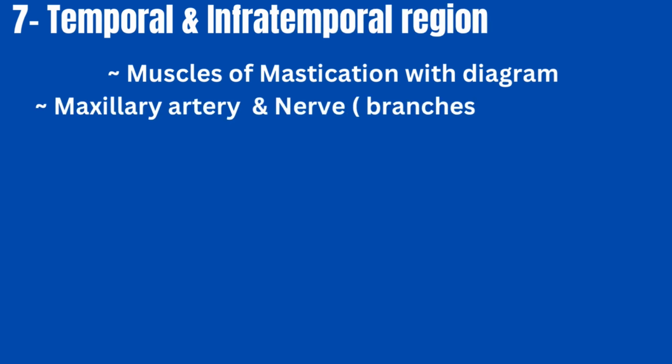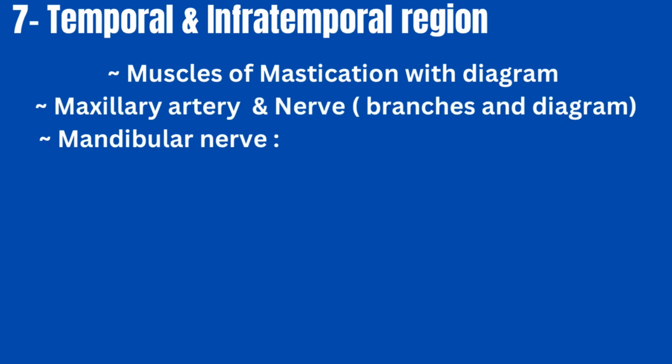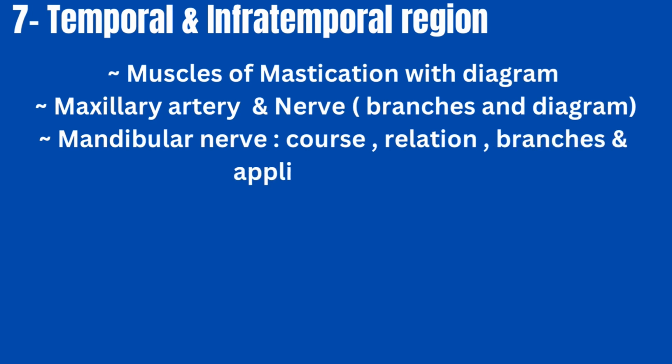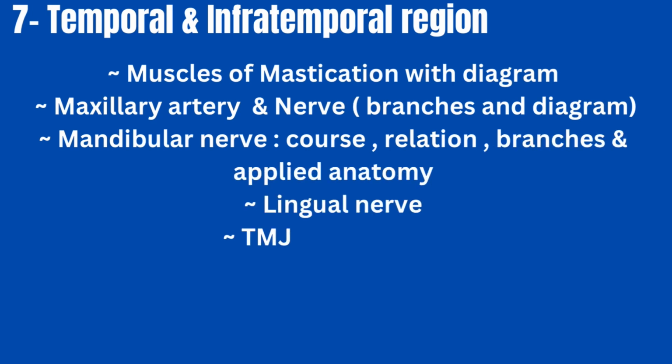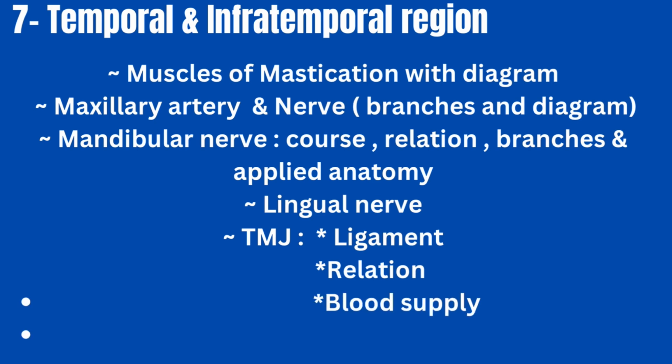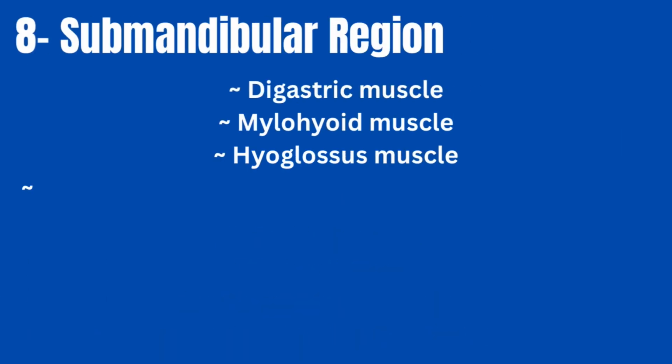For temporal and infratemporal region, muscles of mastication, which are very important, then maxillary artery and nerve, mandibular nerve again important, then lingual nerve. And for TMJ, you have to write various topics like ligaments, then its relations, blood supply, and then movements. These all are important for TMJ.